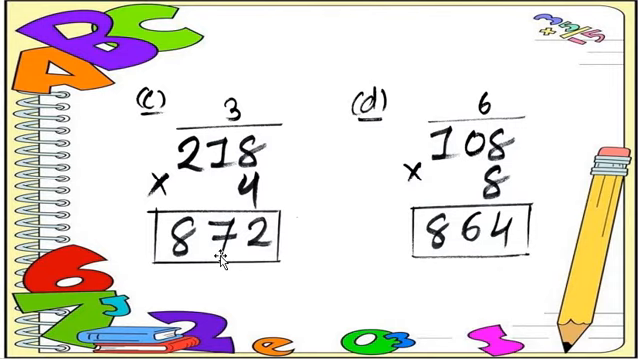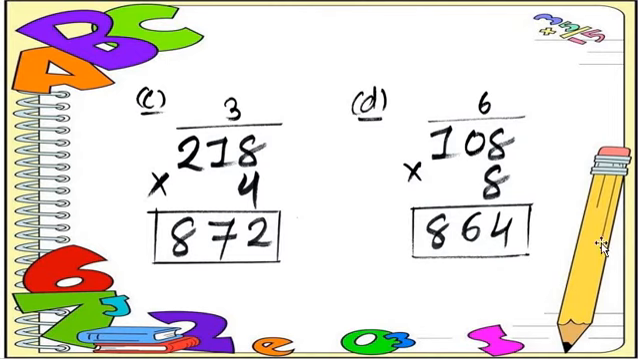Understood, all students? Then 4 twos are 8. 4 ones are 4, 4 twos are 8. So what is the answer here, all students? 872. Understood? 218 multiplied by 4 is equal to 872. Got my point, all students?